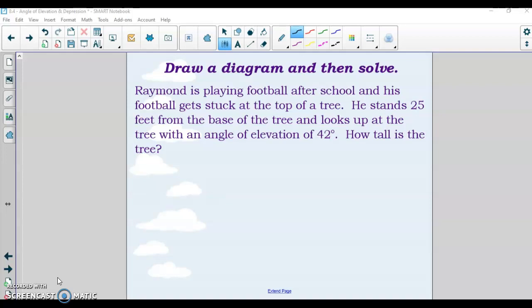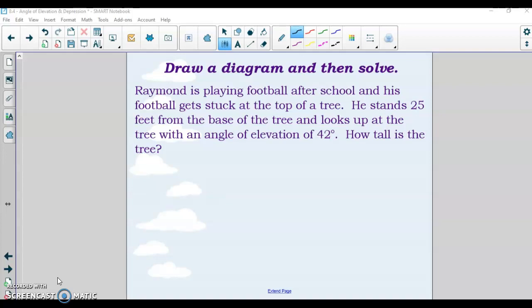So here's an example of one of the problems we will be solving today. It says Raymond is playing football after school and his football gets stuck at the top of a tree. He stands 25 feet from the base of the tree and looks up at the tree with an angle of elevation of 42 degrees. So how tall is the tree?